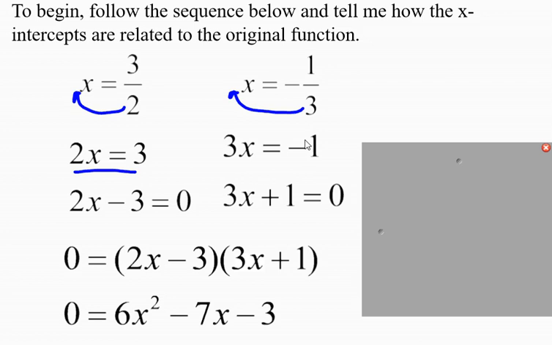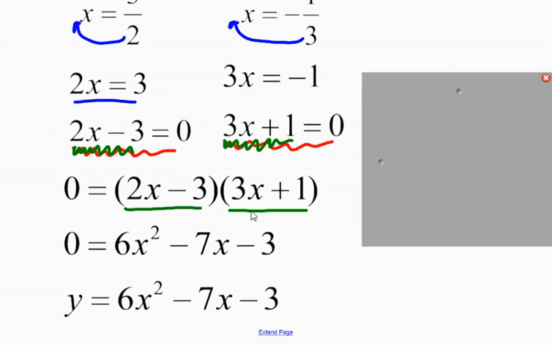Same thing would go on here. If I'm trying to find x-intercepts, I need one part equal to 0. Add the 1 over, I must have had 3x plus 1 equals 0. So that means I was always asking, when is 2x minus 3 equals 0, and when is 3x plus 1 equals 0, which really means that 2x minus 3 and 3x plus 1, those must have been the factors. And then once I had the factors, how do you get to the original? Well, you FOIL it, or you double distribute it back to the original function. So that's how we could unfold it.